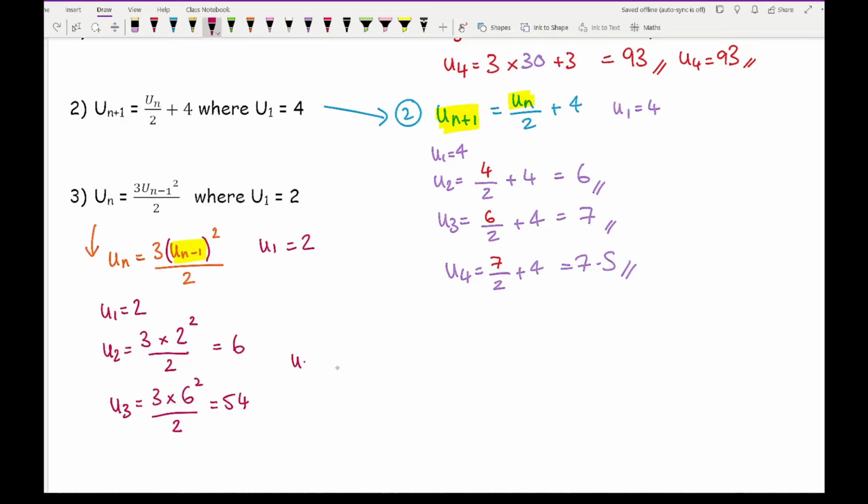Then for u4, it's going to be 3 times the previous term, which is 54 squared, divided by 2, and 3 times 54 squared gives me an answer of 8748 divided by 2, which gives me an answer of 4374. So my answers for u2 is 6, u3 is 54, and u4 is 4374.